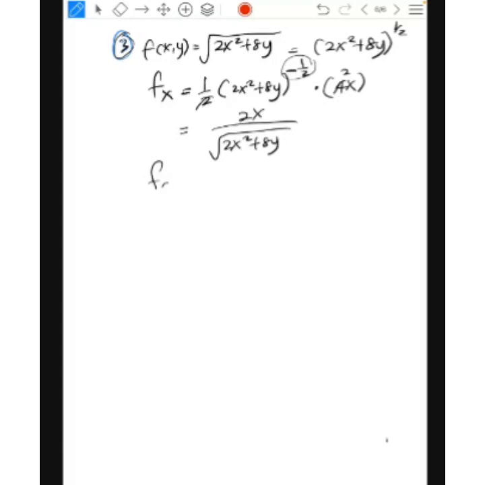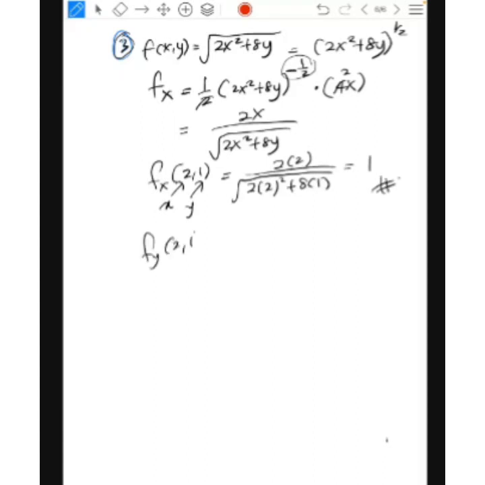Okay, and then the question asks you to find fx to 1 at the point where x equals 2 and y equals 1. So 2 times 2 over 2 times 2 squared plus x. Okay, 8 tambah 8, 16, 16, 4, 4 dan 4 sama dengan 1. Okay, so you may try for fy to 1, try.